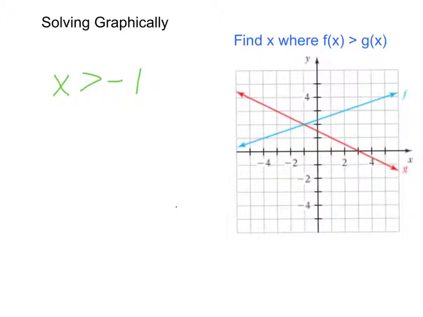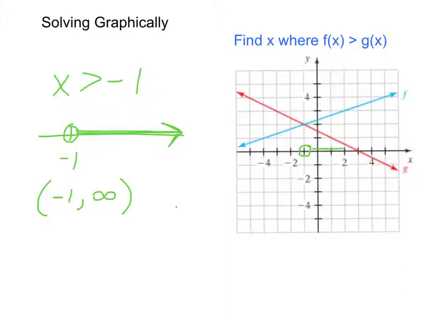Also, we could say, on a number line, we'd put the -1 as an open circle and shade to the right. That would be the graph on a number line. Or we could say, using the interval, -1, infinity. Or in words, all numbers greater than -1. Okay, and you really want to picture that right on the x-axis. So here's the -1, and for all these x values to the right of that, the f curve is higher than the g curve.